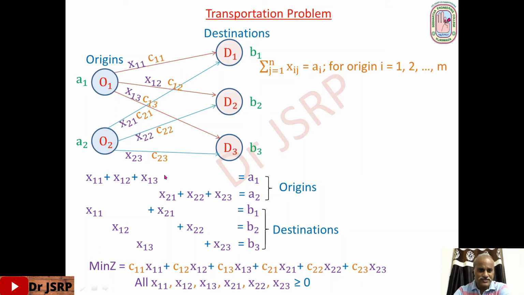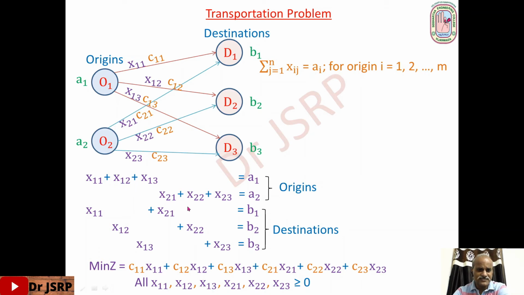How do you write these 2 in sigma notation? Observe here, first suffix is fixed: 1, 1, 1. Second suffix varies from 1 to 3. Similarly here, first suffix fixed 2, 2, 2, and second suffix varies from 1 to 3. So these 2 constraints can be written in the sigma notation as first one, sigma x1j equal to a1 for j equal to 1, 2, 3, since first suffix fixed, second suffix varies.